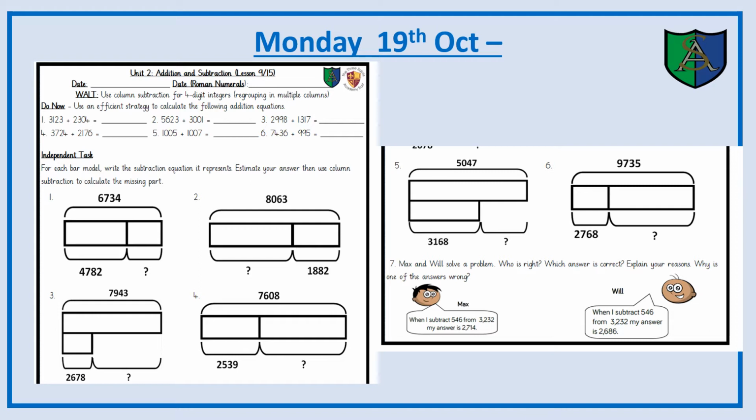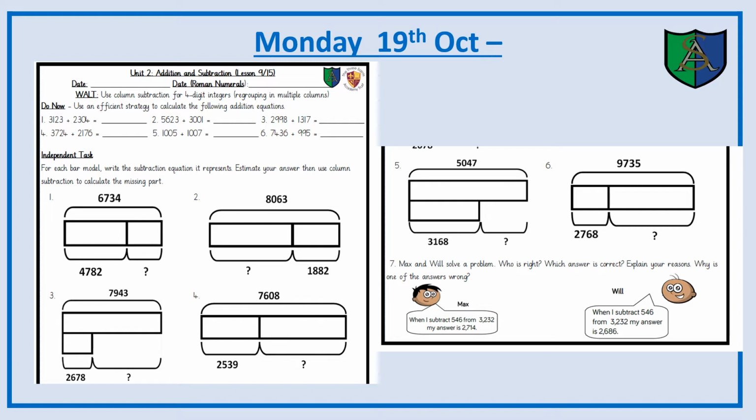So for example, I'm looking at number 3 and straight away I can see that I would be using the method of round and adjust. I would be rounding 2,998 to 3,000. I can easily add 3,000 to 1,317 in my head, which is 4,317, and I now need to adjust. I need to take off 2 because I added 2 on to 2,998. So therefore, my answer would be 4,315.